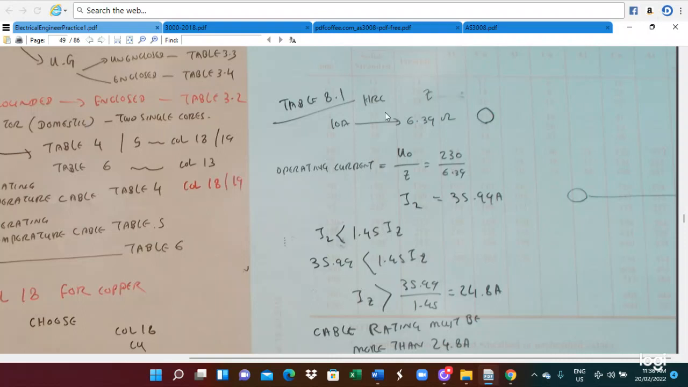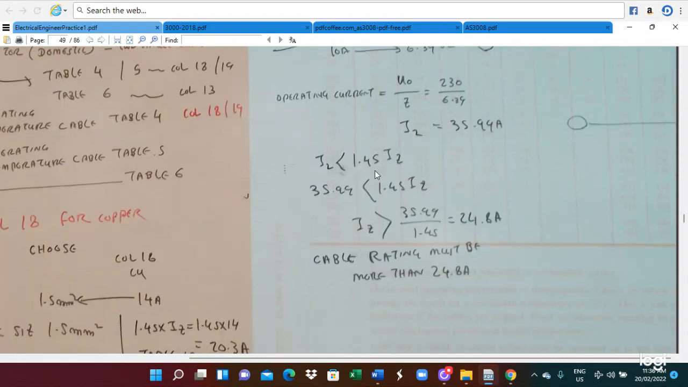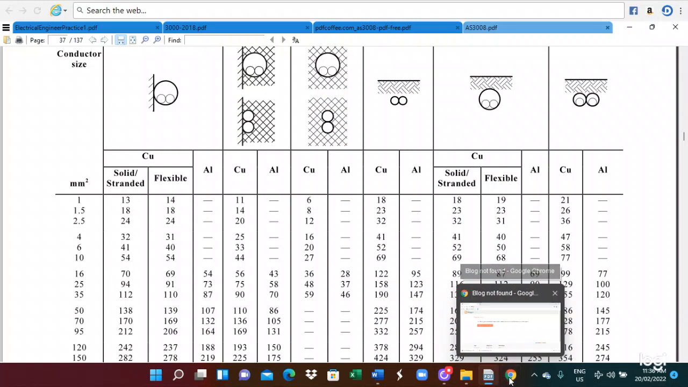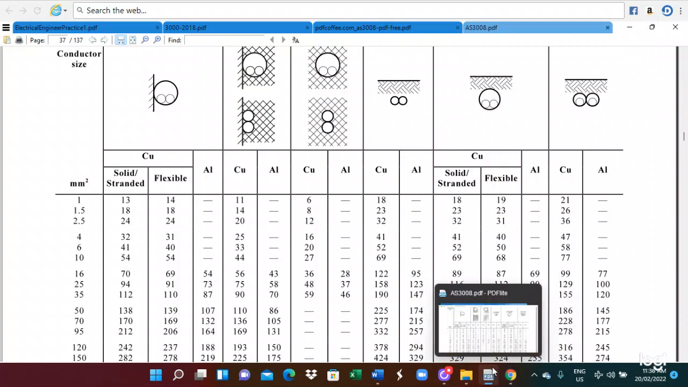In this case, we are using the HRC fuse. We determine the fault loop impedance by using Table 8.1, and the supply voltage divided by the fault loop impedance gives a current of 35.94. From this current and the formula, we must calculate the IZ value. IZ value is 24.8. This 24.8 does not agree with the 1.5 millimeter square because the current is only 40 ampere. Therefore, we go back and look at the AS/NZS 3008 tables, and then we can determine the appropriate cable size. So in this lesson, we explain the cable selection as well as the maximum demand calculation and also the coordination with the protected devices.